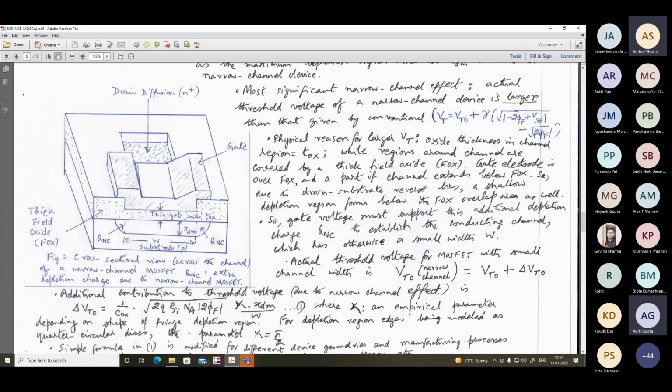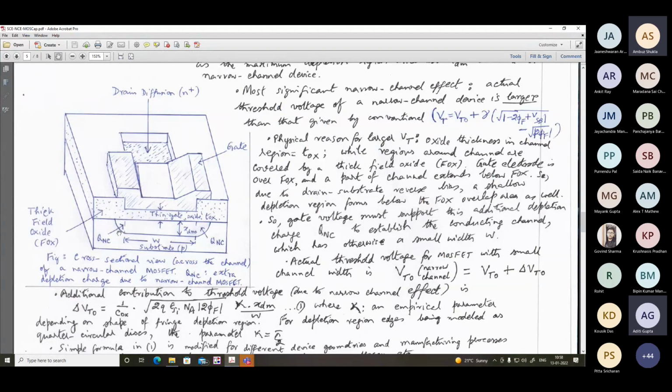Why is it so? The physical reason we are just mentioning. There is a field oxide, and this is the thin oxide. This is a thicker field oxide, which surrounds the channel. The oxide thickness in the channel is T-ox. Now, regions around the channel are covered by a thick field oxide. The gate electrode over FOX also overlaps above the channel region. That means part of the channel lies even below the FOX. Earlier we saw that the channel is solely covered by thin oxide on top, but some part of the channel is also overlaid by FOX, the field oxide. So earlier we were neglecting this.